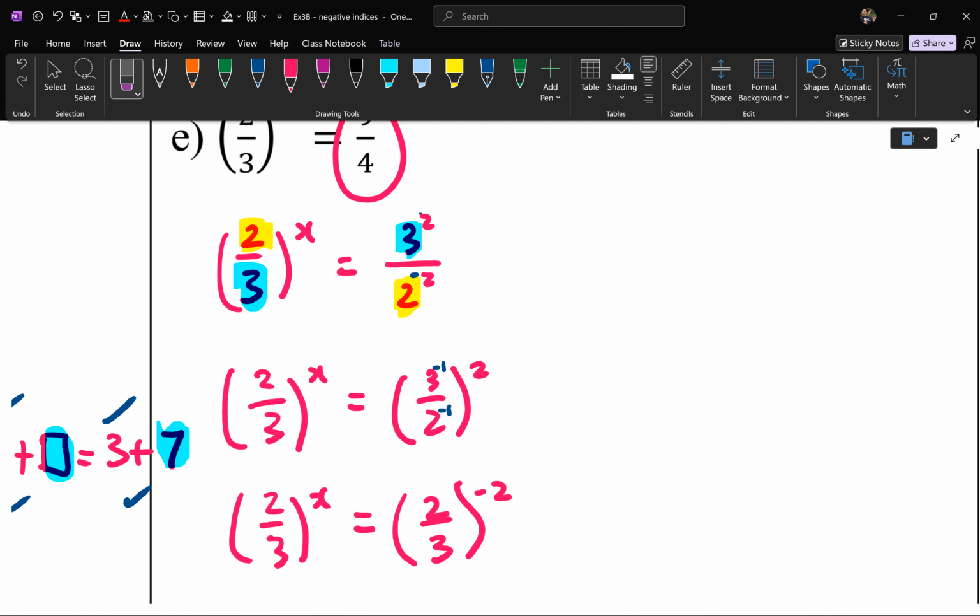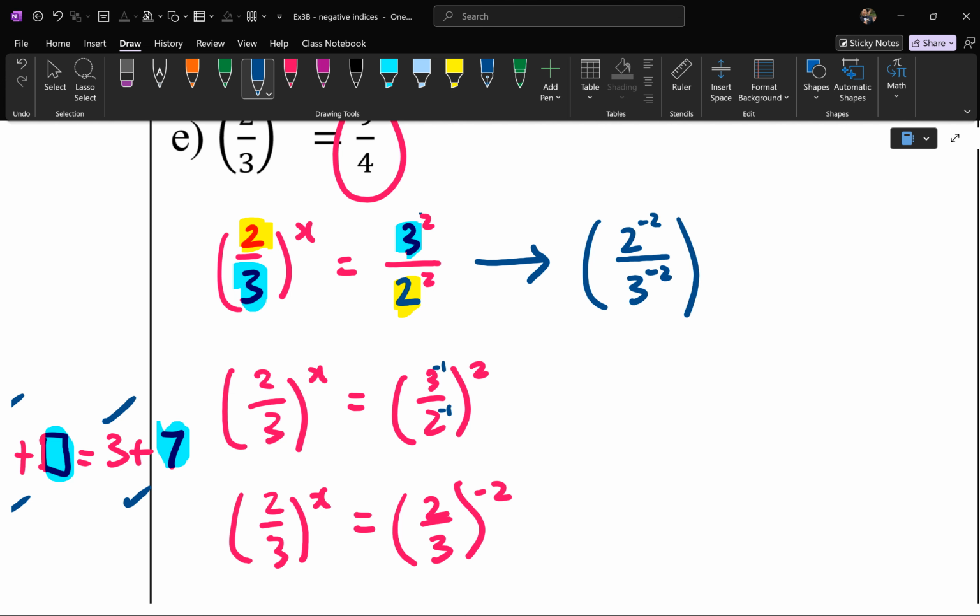Those who are confused, I'm going to write it again so you can see it. What I'm saying is this is the same thing as 2 to the power of -2, and this is 3 to the power of -2. You see that? The 3 squared, if we're using rule number 7, can be written as 1 over 3 to the power of -2. 2 squared can be written as 2 to the power of -2. The reciprocal goes back up. But rule number 5 says you can rewrite this as 2 over 3 all to the power of -2.